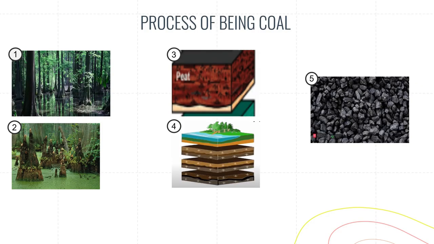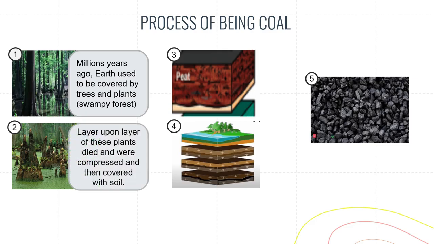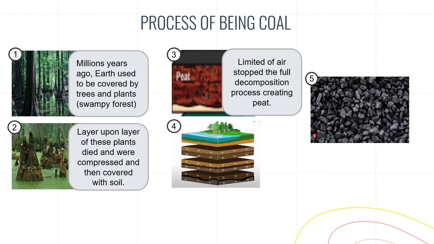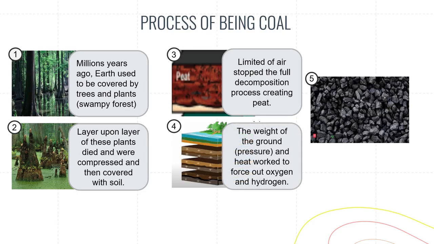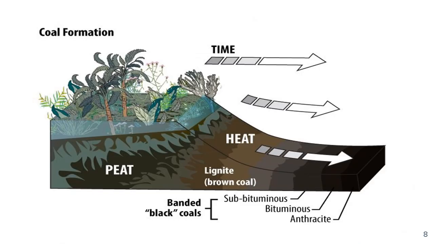Process of becoming coal. Millions of years ago, Earth used to be covered by swampy forests. Layer upon layer of these plants died and were compressed, then covered with soil. Limited air stopped the full decomposition process, creating peat. The weight of the ground, the pressure and heat work to force out oxygen and hydrogen, which creates carbon-rich deposits. This is coal formation, starting from swampy forests and then to peat, lignite, bituminous and lastly anthracite.